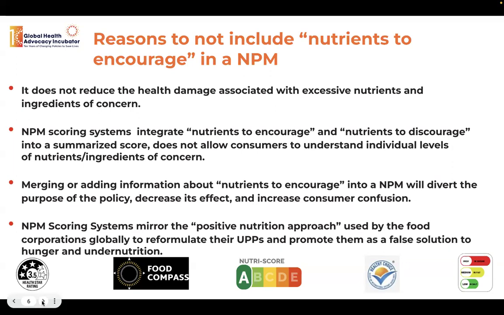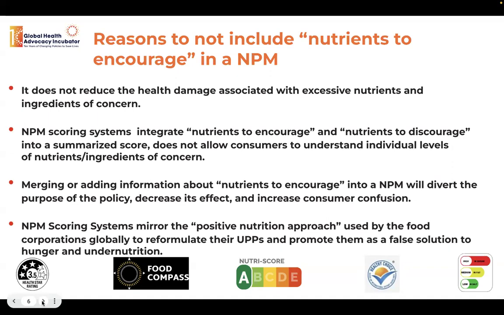Nutrient profile model scoring systems like the Health Star Rating, the Food Compass, the Nutri-Score integrate nutrients to encourage with nutrients to discourage into a summarized score. These systems don't allow consumers to understand individual levels of nutrients and ingredients of concern. Merging or adding information about nutrients to encourage into a nutrient profile model will divert the purpose of the policy, decrease its health effect, and increase consumers' confusion.